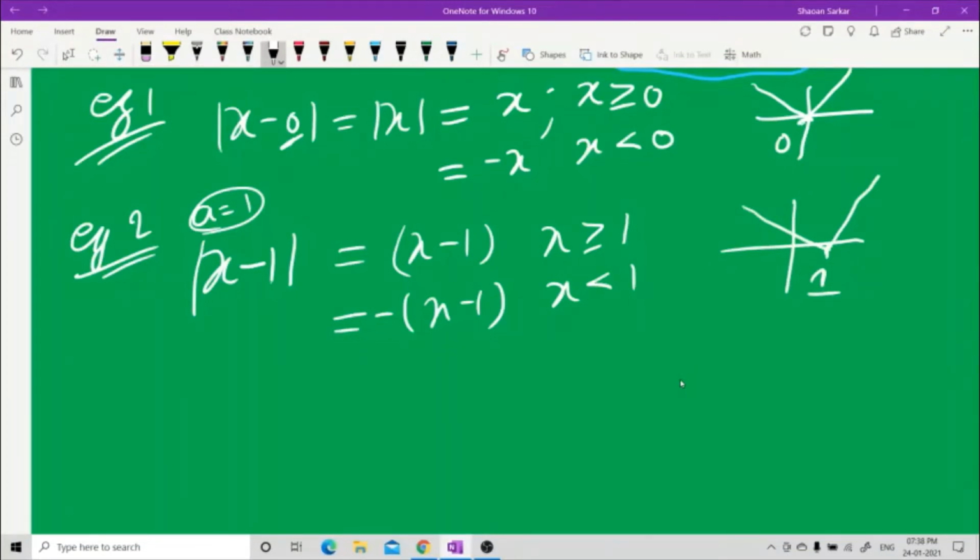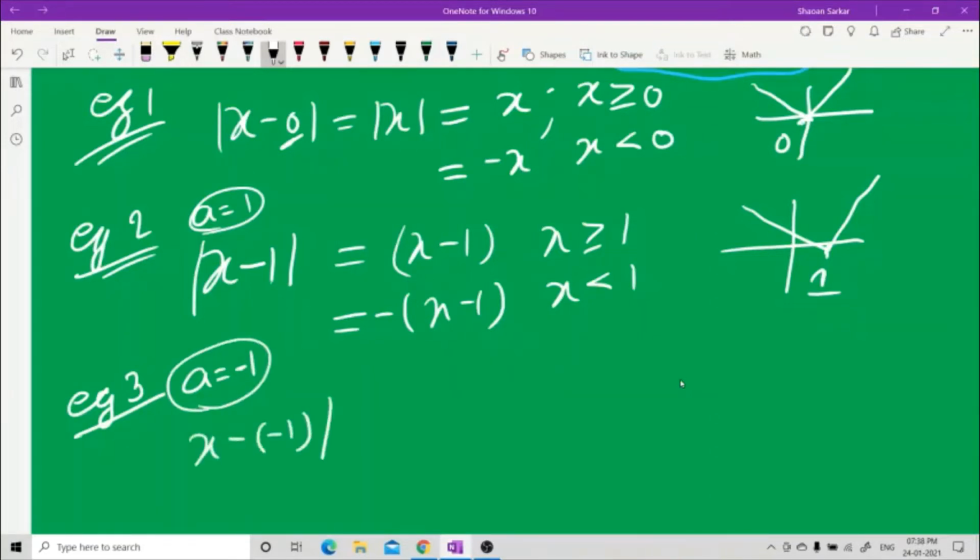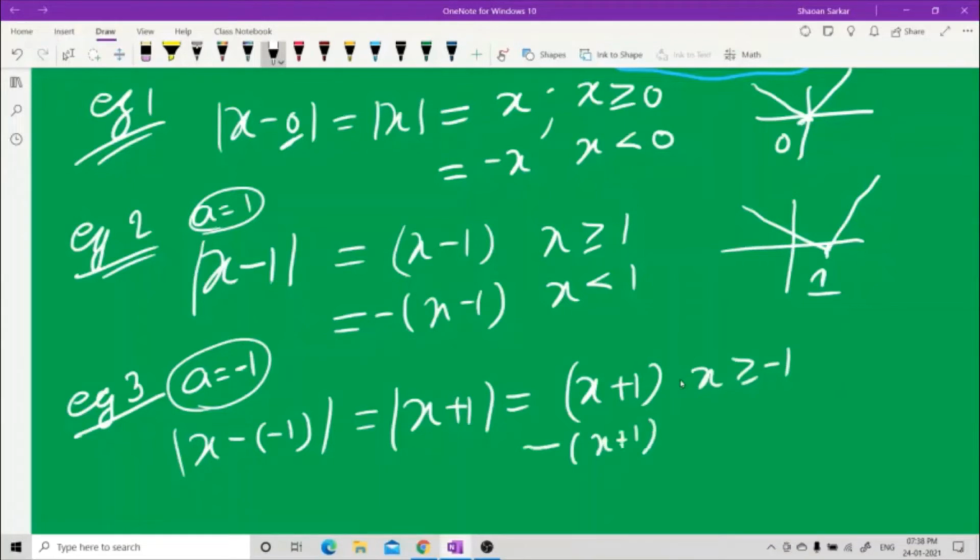Now let me take another example. Example number 3. Now instead of plus 1, I'll take say minus 1, or I can take minus 2, whatever you feel like. I've taken this. So x minus of minus 1, this will behave like x plus 1, which is mod x plus 1, equal to x plus 1 for x greater than equal to minus 1. Let me rewrite this question. And minus x minus 1 for x less than minus 1.